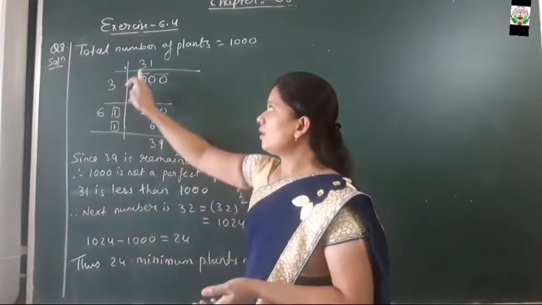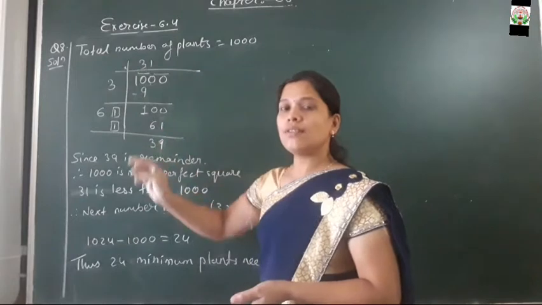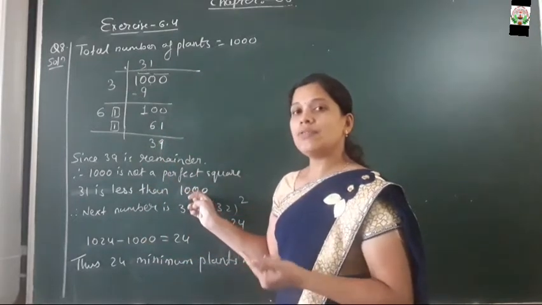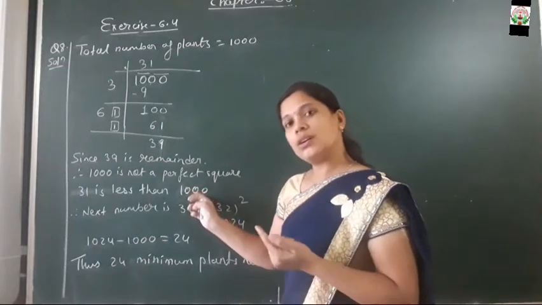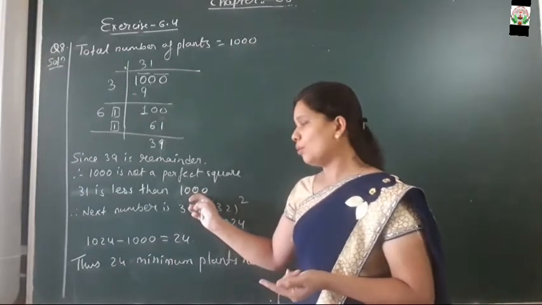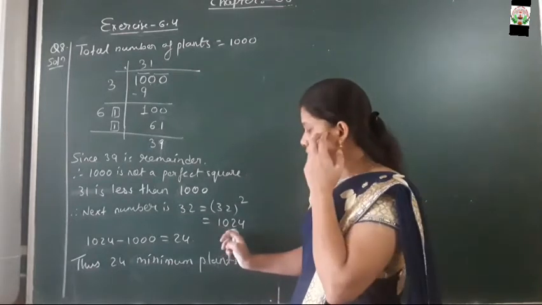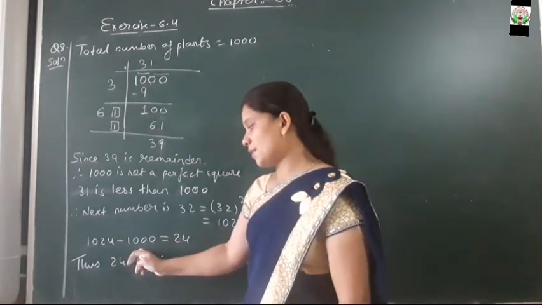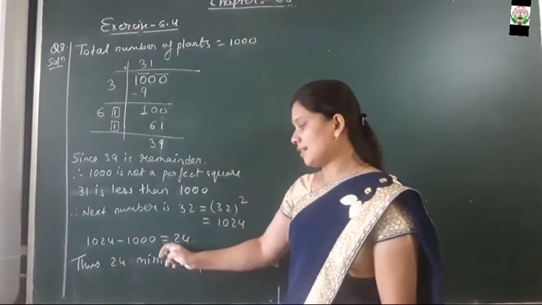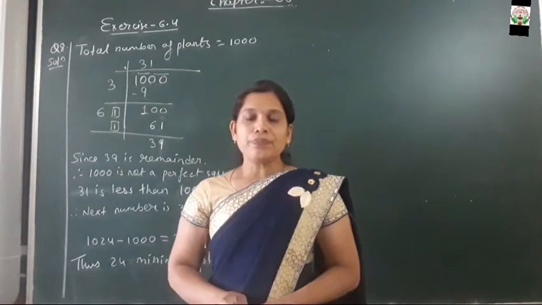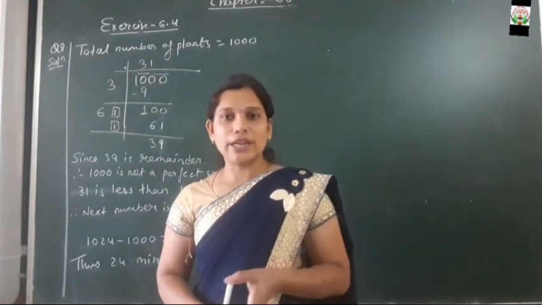As we know that 100 is the quotient, which is a lesser number for 10,000. So after 100 which number comes? 101 will come. So taking the square of the number 101, that is 10,201. That number will be subtracted with 10,000. You will get the required answer as 201. So thus we can say that 201 is the minimum number of plants needed by that gardener.